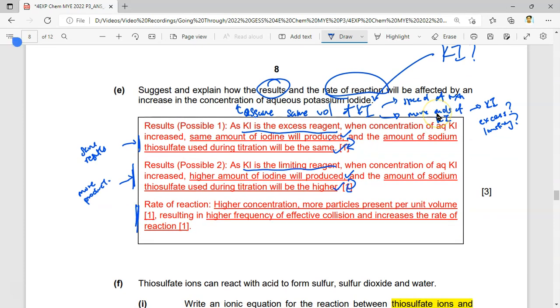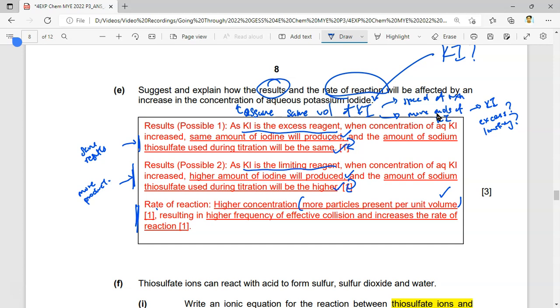Then the rate of reaction will definitely increase because of the higher concentration. But rate of reaction doesn't affect the amount of product, it just reacts faster. If there's a higher concentration, there'll be more particles present per unit volume. This is your rate of reaction explanation, and this is your first 1 mark, really explaining what exactly higher concentration means.